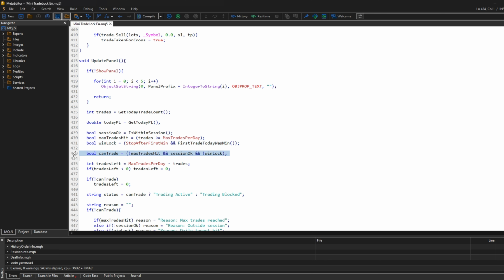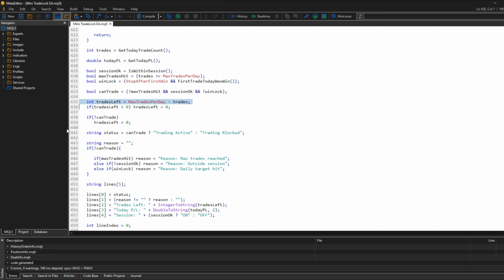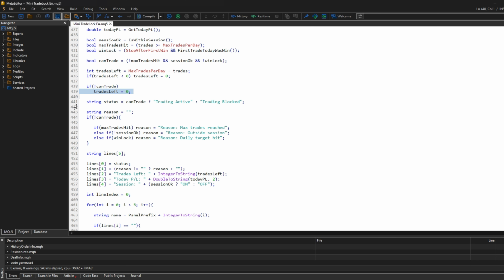Then we combine those into can trade. Trading is only allowed if max trades has not been hit, the session is active, and the win lock is not active. Next, we calculate trades left by subtracting today's trade count from the maximum allowed trades. If trades left goes below 0, we force it back to 0. And if trading is blocked for any reason, we also force trades left to 0, and that keeps the display accurate. Then we set the status text.